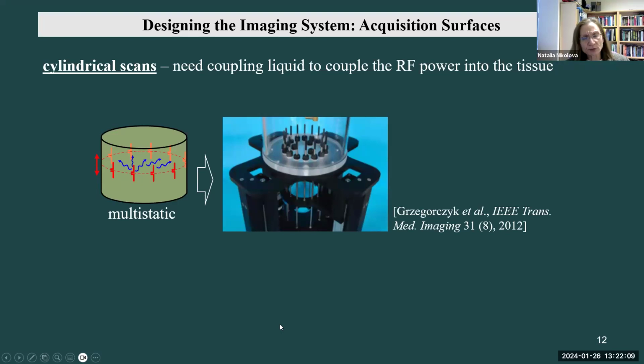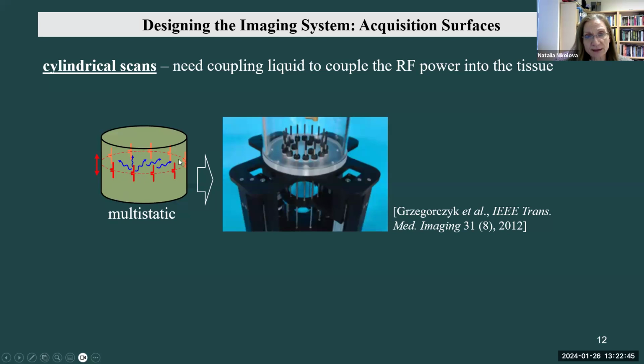So different prototypes have been reported in the literature, cylindrical scans, typically in a multistatic arrangement, as is the one shown here on the left, where at every given measurement, one antenna transmits, all others receive, and in the next measurement, another antenna transmits and all others receive. And this has been realized with the first ever prototype for microwave imaging of the breast by the team of Professor Meany at Dartmouth College, which is shown here.